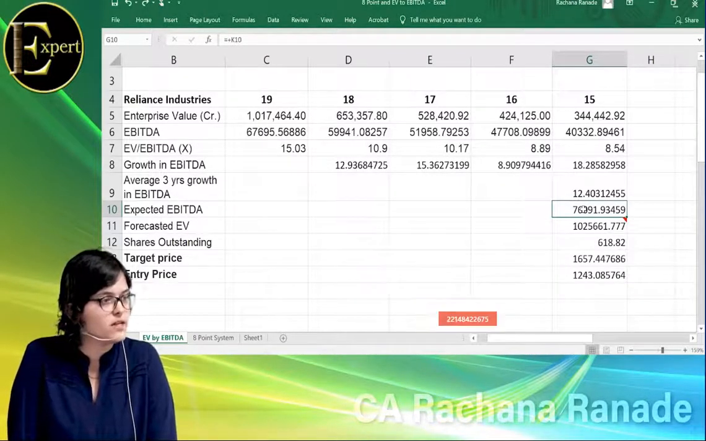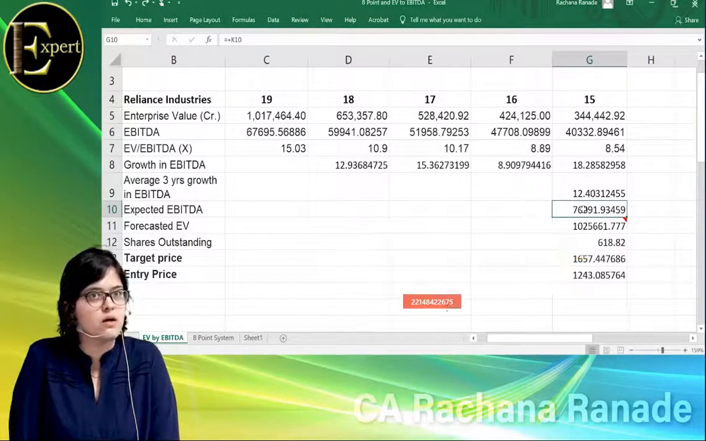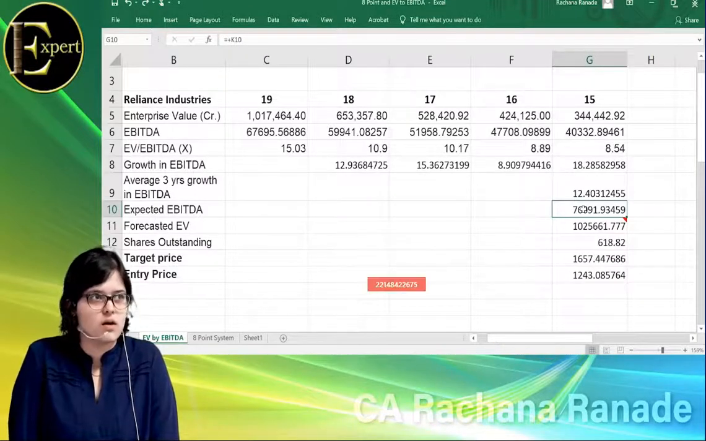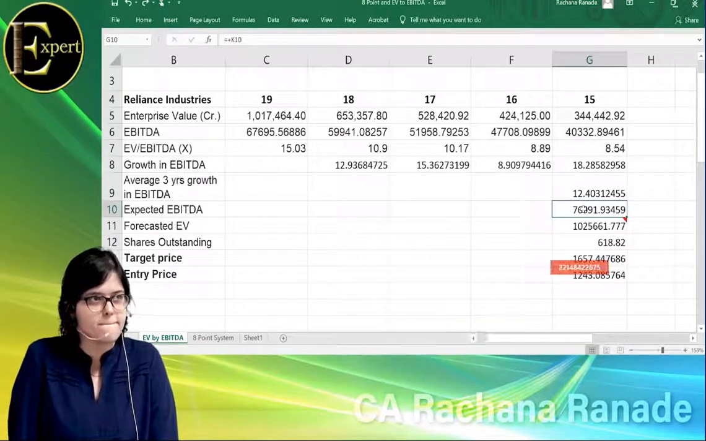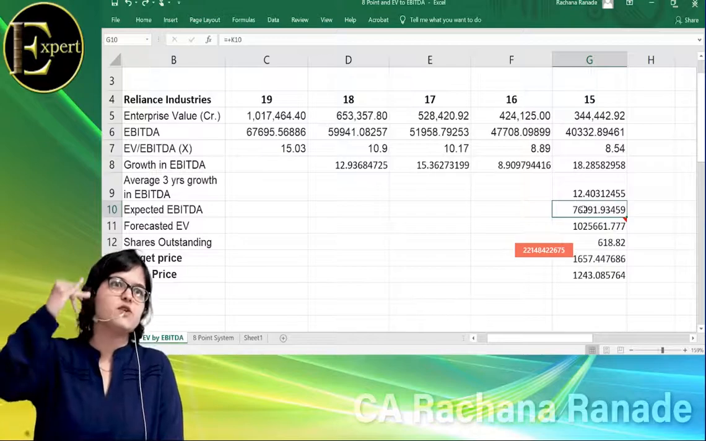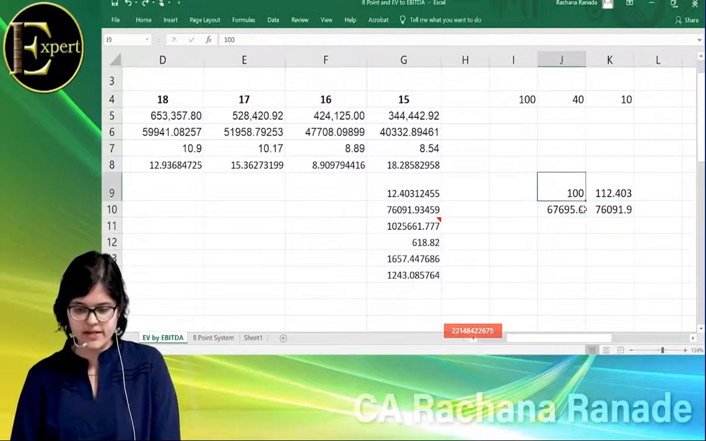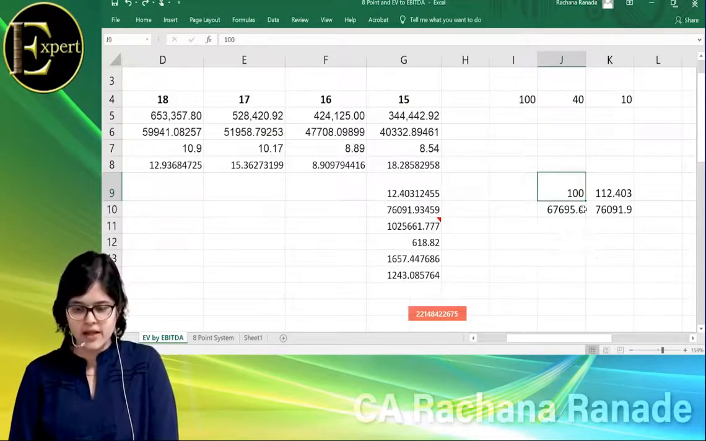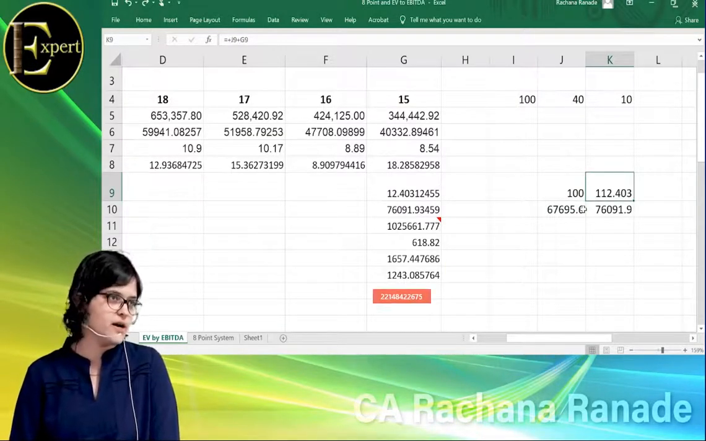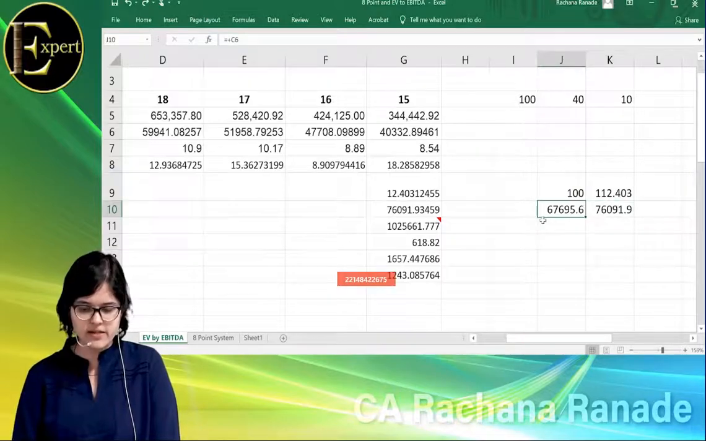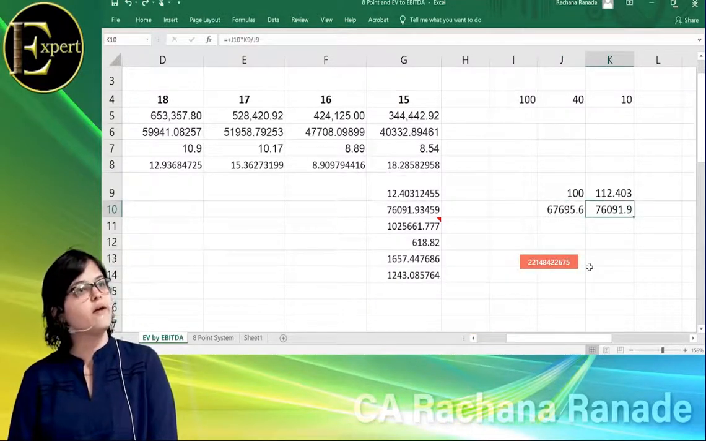Correct? And how do we calculate expected EBITDA? Current EBITDA plus the increase of average EBITDA, na. Now this calculation: see, if current EBITDA is 100, then the average growth rate was 112. If current EBITDA is this, then what will be the average EBITDA?